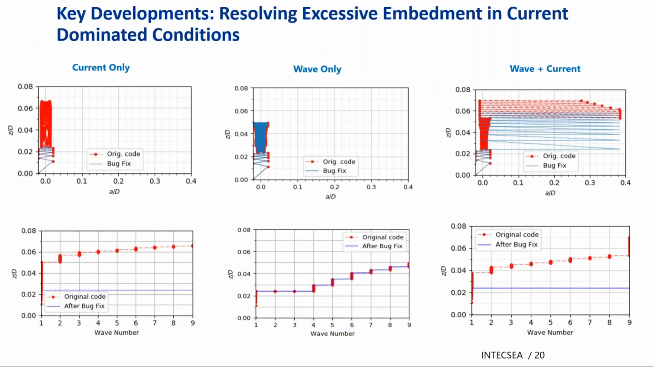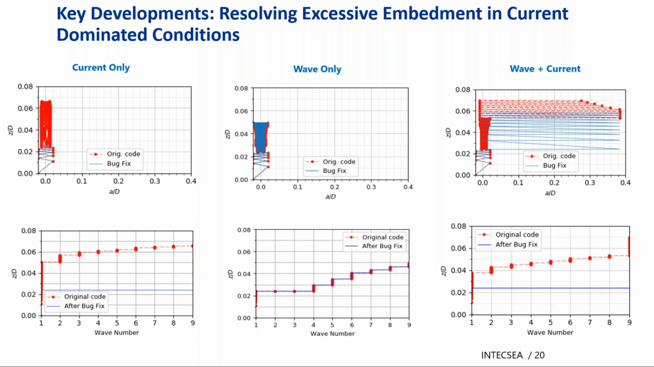So this shows the results. The blue line is after the bug fix, whereas the red is the original code. In the current only, wave only, and wave and current cases, the left column shows that the blue stops after 5 oscillations, which shows how the software calculates the initial embedment, whereas the original code, although it's current only, keeps going up, whereas the new code stays constant.